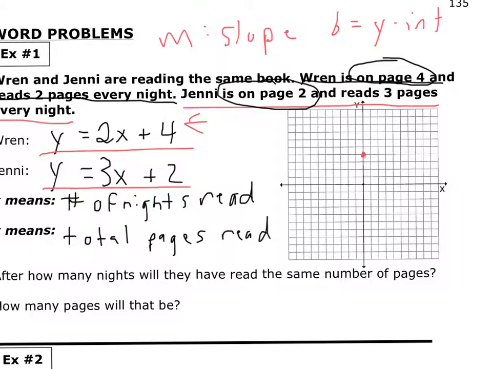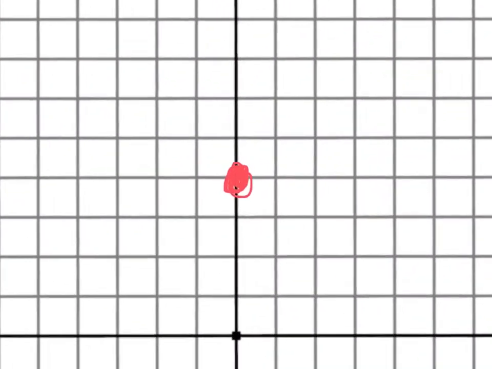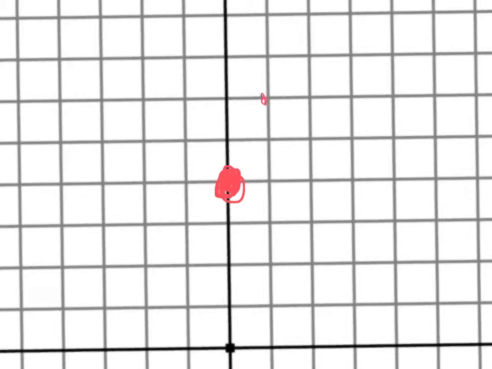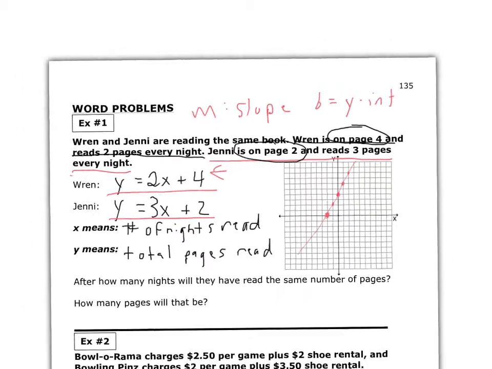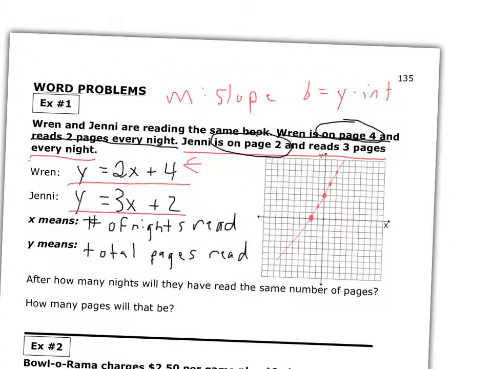And her slope is 2. So I'm going to go up 2 and over 1 and draw a point. I can do this as many times as I would like in order to get a good line. So let's go ahead and draw one more and then we can draw a line there. Okay, so there's the line that represents Ren's reading. Let's go ahead and draw the line that represents Jenny's reading.